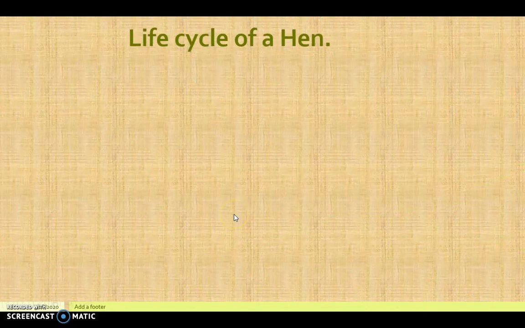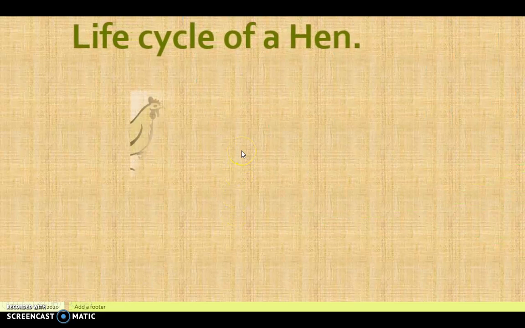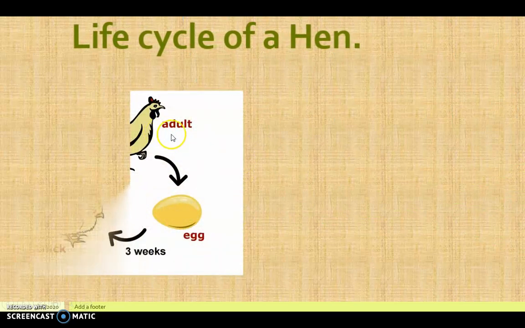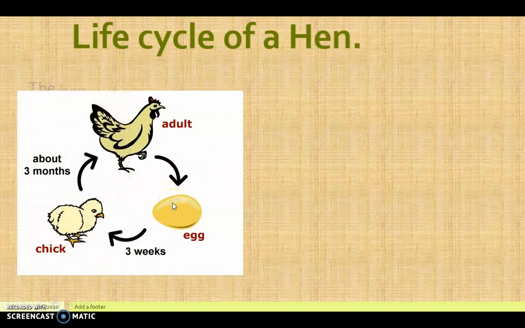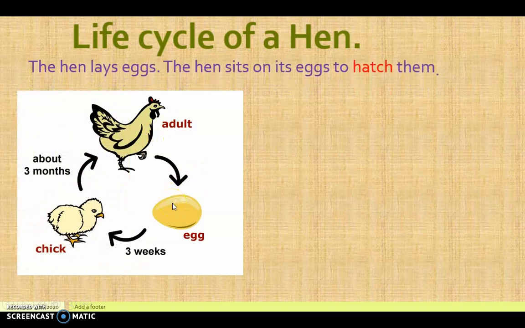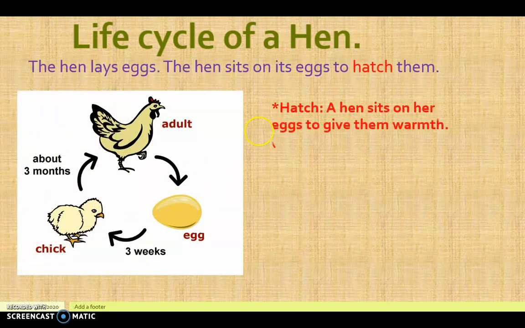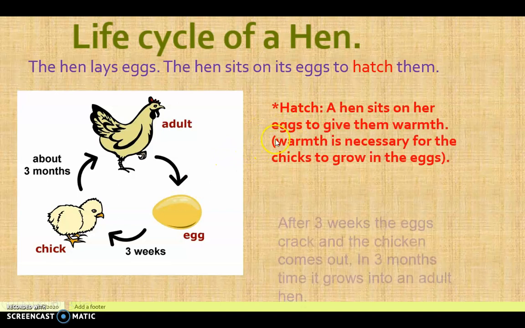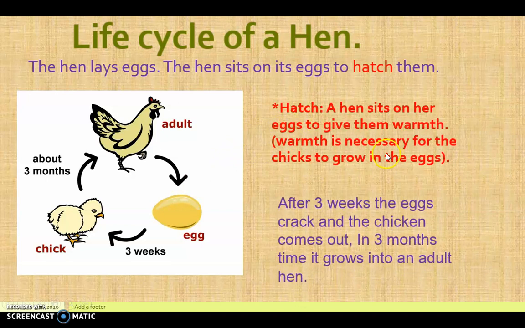We will now look into the life cycle of a hen. A hen lays its egg and sits on them to hatch them. Hatch means giving the eggs warmth. Warmth is necessary for the chicks to grow in the eggs. After 3 weeks, the eggs crack and the chicken comes out. In 3 months' time, it grows into an adult hen.